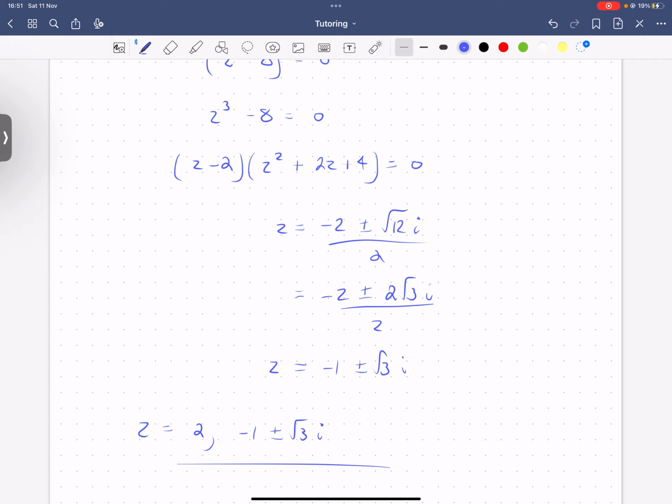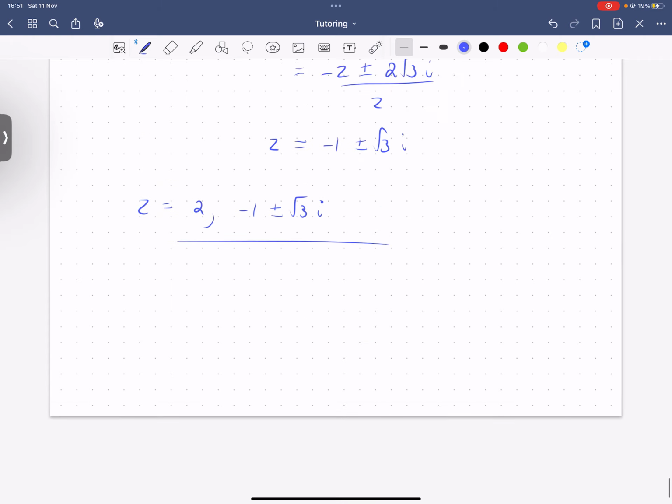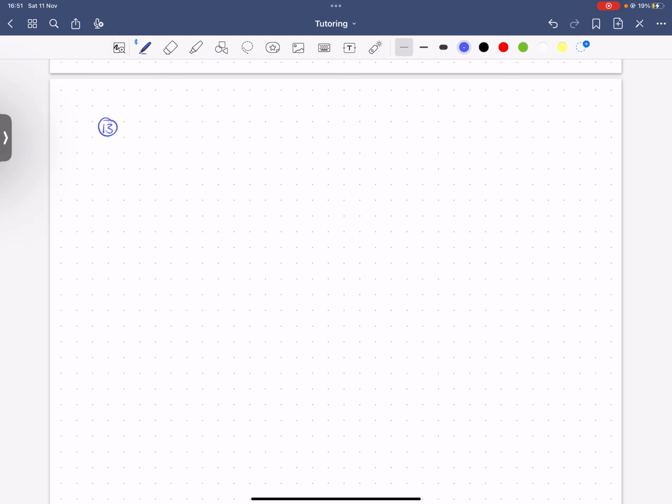Alright, let's have a go at 13. We've got: find real values of a for which ai is a root of the polynomial equation z to the power of 4 minus 2z cubed plus 7z squared minus 4z plus 10 equals 0. Now we might note that this equation has real coefficients, which means the roots are going to occur in conjugate pairs.